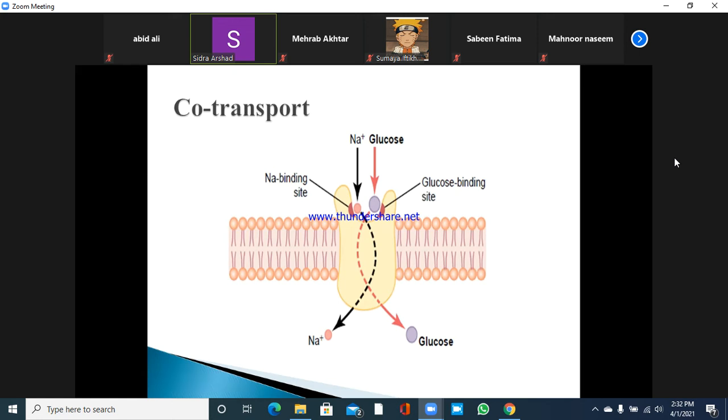So what happens is that this is the carrier protein, and it has 2 binding sites. On one binding site, the sodium ions attach, and on the other binding site, the glucose attaches.